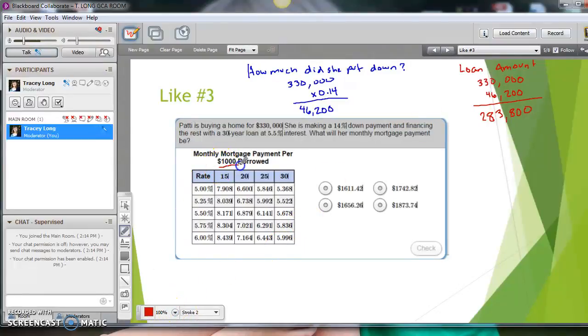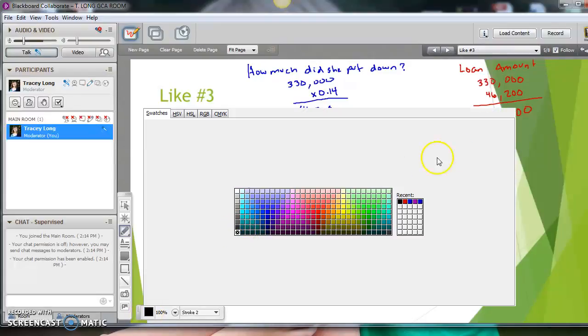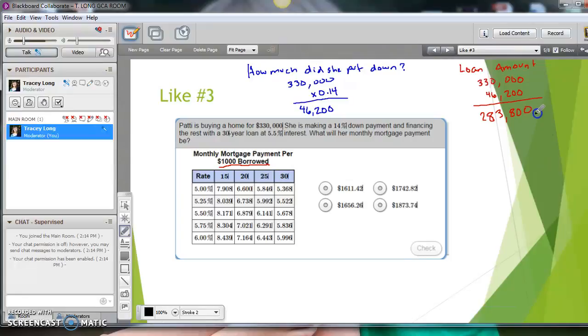Now, you may recall that the next step is to find out how many thousands she borrowed. If we look at the table, it says we want to know how many thousands she borrowed. To do that, I'm going to take the decimal at the end and move it 3 places, or just divide by 1,000. So she borrowed 283.8 thousands.